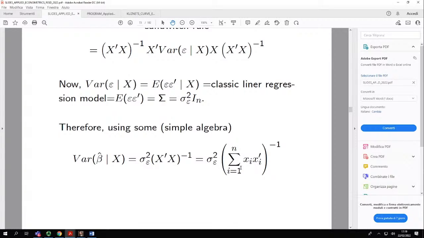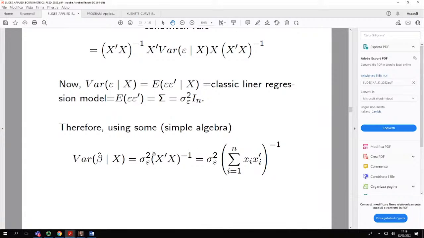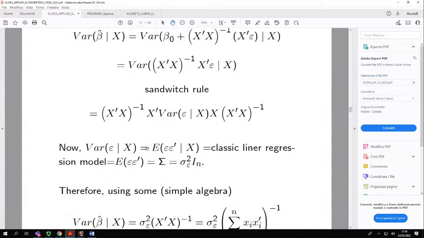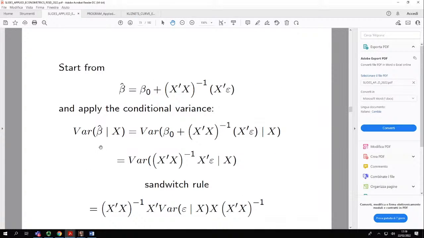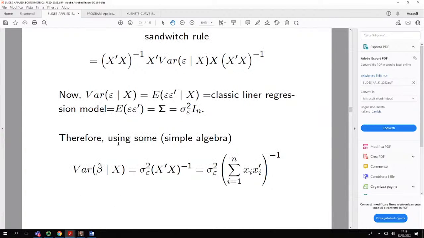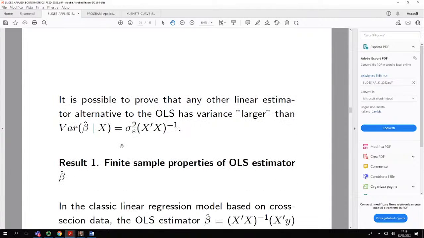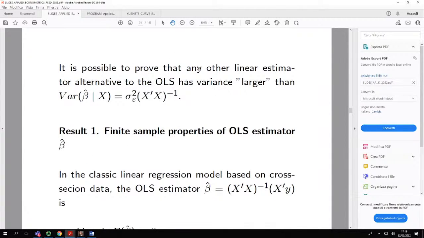And now you know why we say we take standard errors from this matrix. Simply because it is the variance matrix of our estimator. It's not a mystery, it's not magic. We don't prove it, but it's possible to prove that any other linear estimator alternative to the LS has larger variance and will give you larger standard errors.